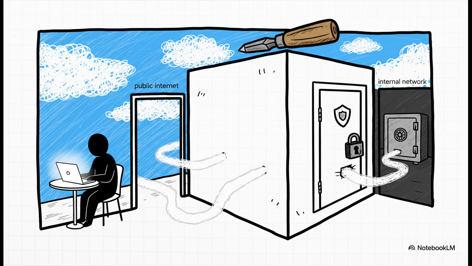Realizing they've struck gold, the attacker drops a tool called Chisel to build a reverse SOCKS proxy. This creates a secret, encrypted tunnel connecting the deep internal network straight back to the hacker's own laptop, and that hacker is probably just sipping a latte at a local coffee shop somewhere.